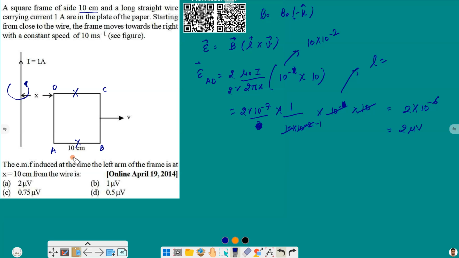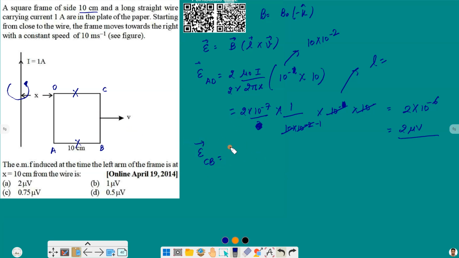Now it is asked that induced EMF on the left arm. So we can simply write down that this will be the induced EMF. But as this is a closed loop, normally we have to measure this induced EMF with respect to the other point also. So we have to measure it with respect to the induced EMF in the right arm. So let's find out induced EMF in the right arm, that will be CB.